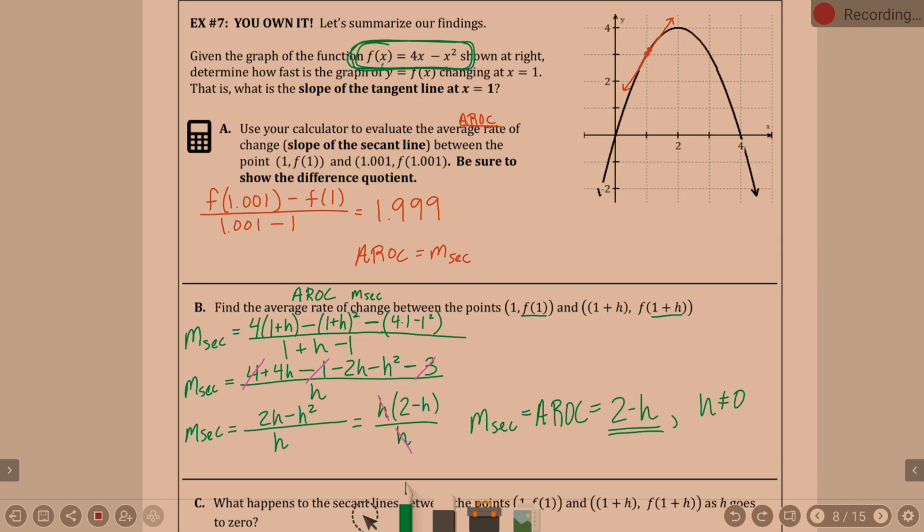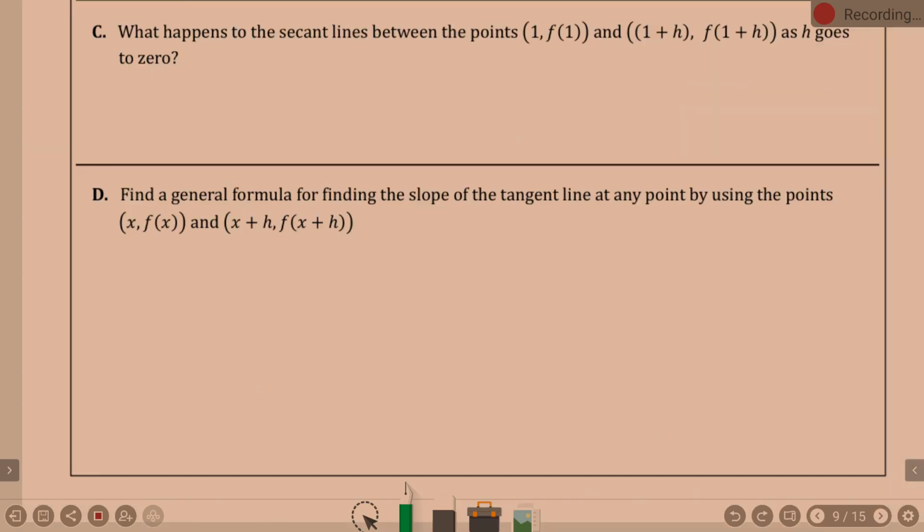C. Remember that because we have to use it on the next part. What happens to the secant lines between the points 1 and 1 plus h as h goes to 0? So basically, take the limit of what we just found. When we're asking what happens to the secant lines, we're looking at the limit as h approaches 0 of what we just found, that AROC, 2 minus h. What happens when you plug 0 in here? You get a slope of 2, yes?